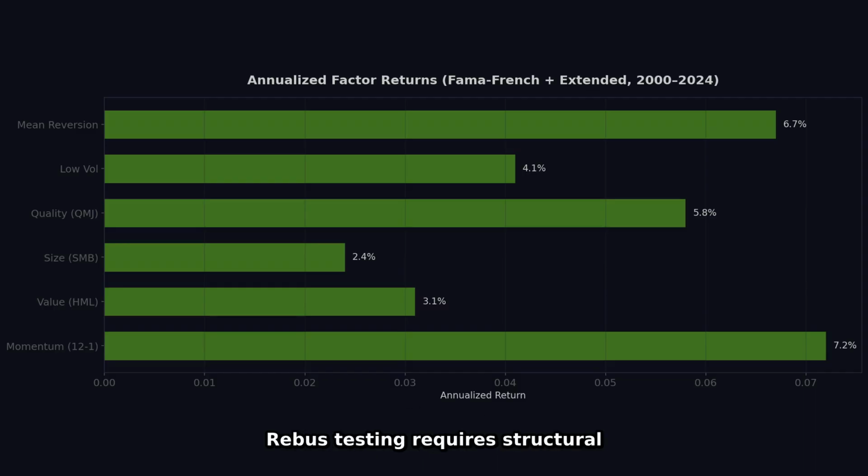Robust testing requires structural discipline. Split data into in-sample, for design, and out-of-sample, for validation. Do not touch the out-of-sample until you've frozen the rules. Expect performance to degrade out-of-sample. If it improves, be suspicious.